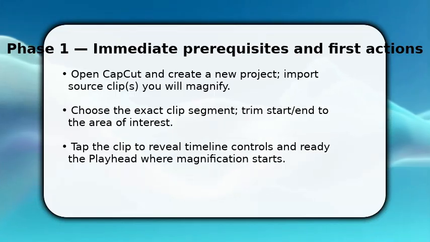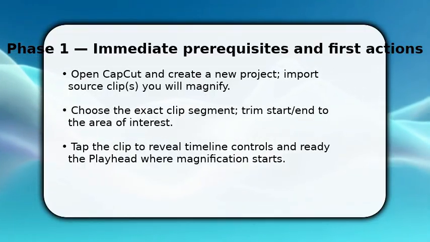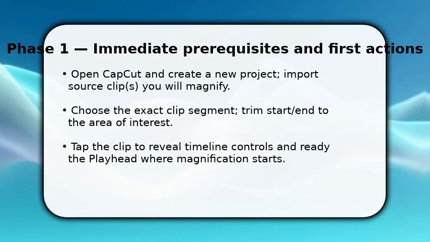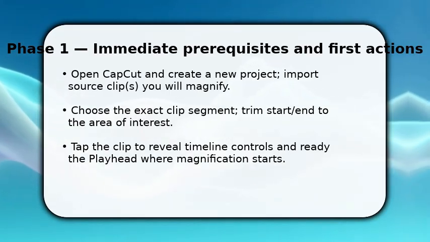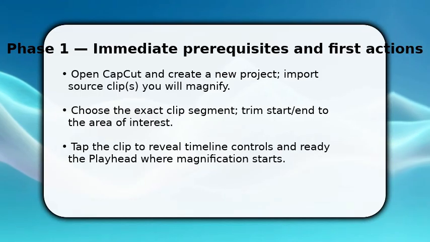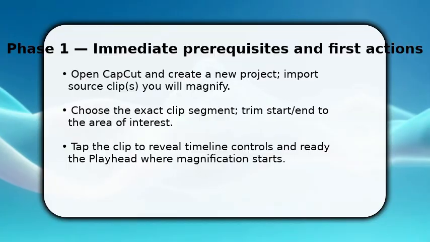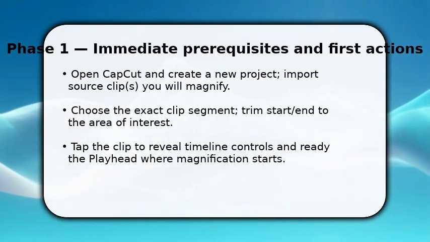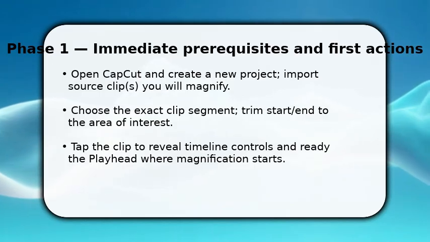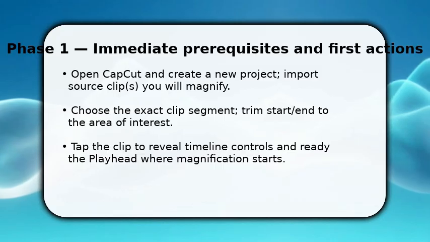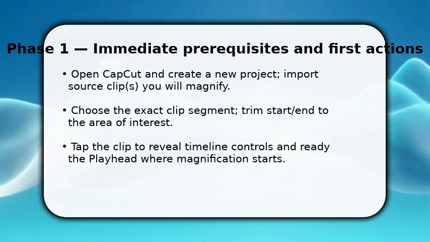You start by importing your footage and locating the exact moment to magnify. Tap the clip, move the playhead, and trim so you work on a focused section. This saves time and avoids redoing edits. Once done, zoom the timeline for precision. Make sure frames align with the action. You're setting up context so the magnified area feels intentional, not accidental. This preparation gives you clean handles for smooth scale and position changes later in the process.